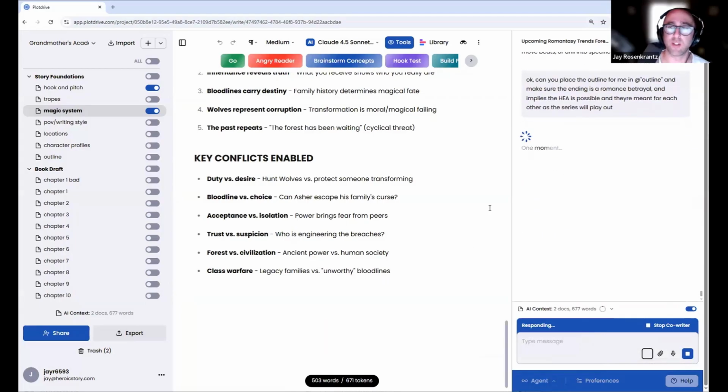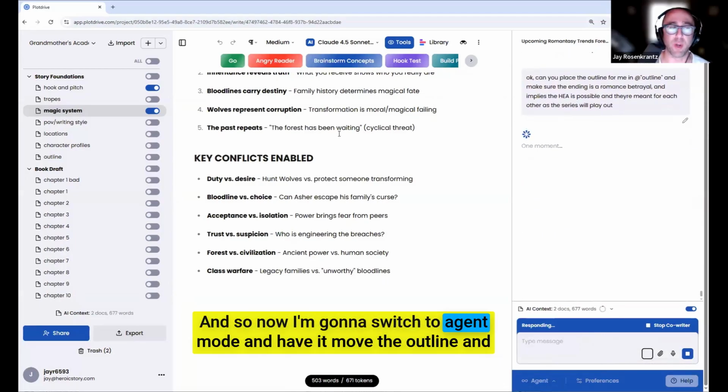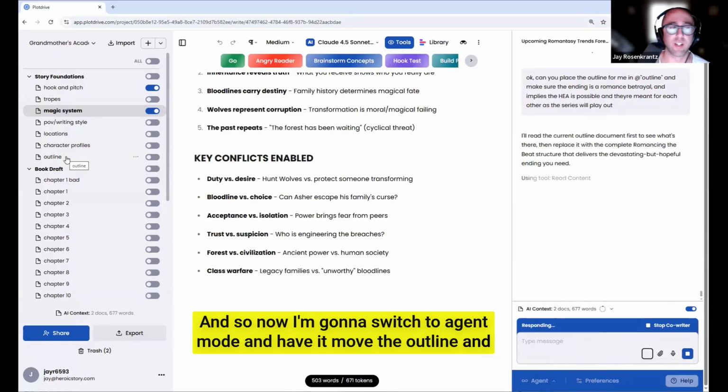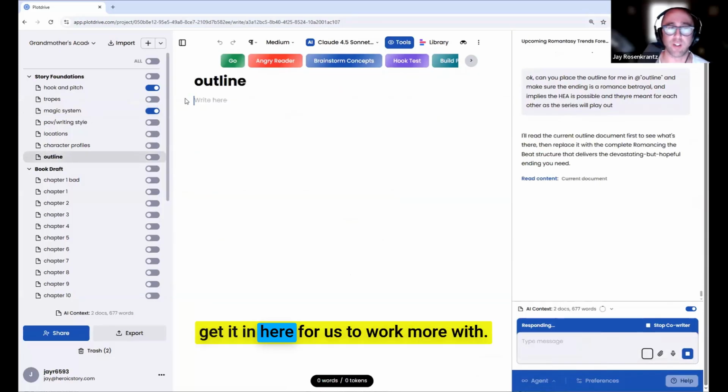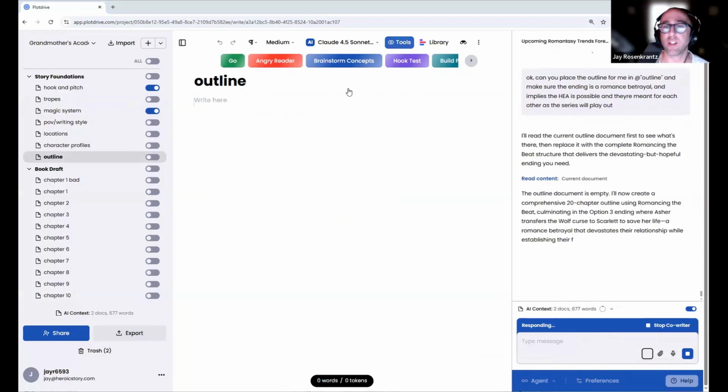Yep. So now I'm going to switch to agent mode and have it move the outline and get it in here for us to work more with.